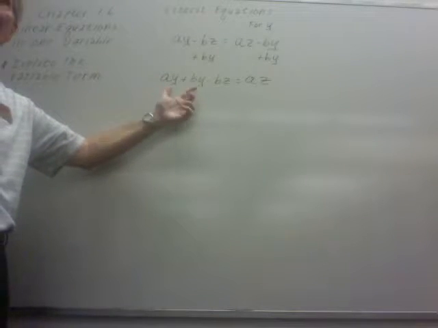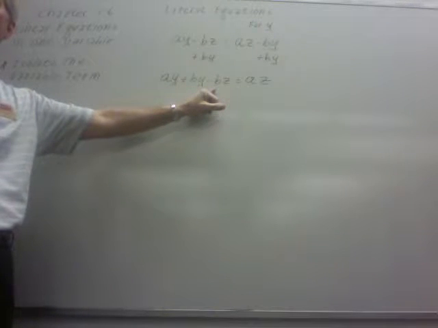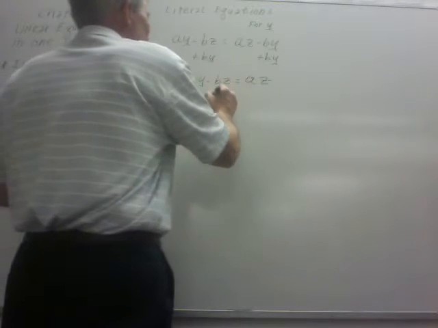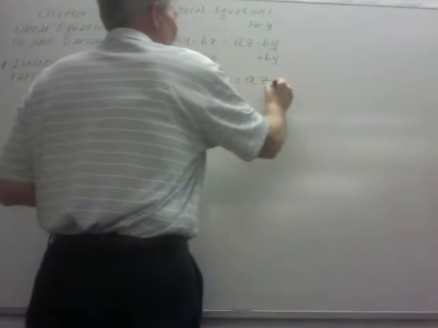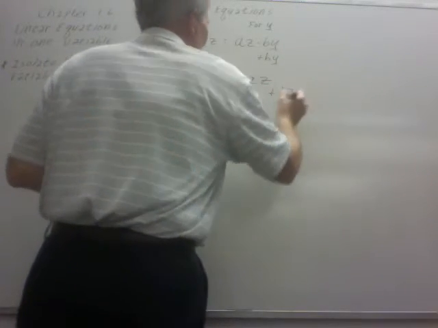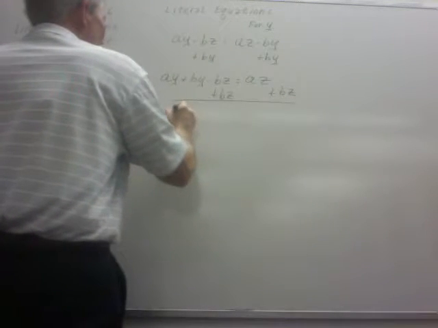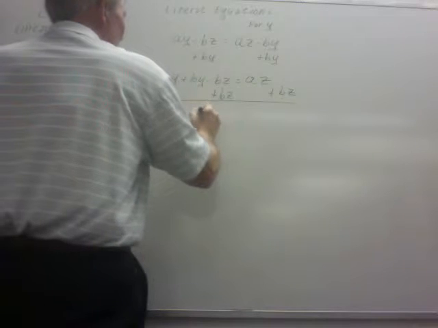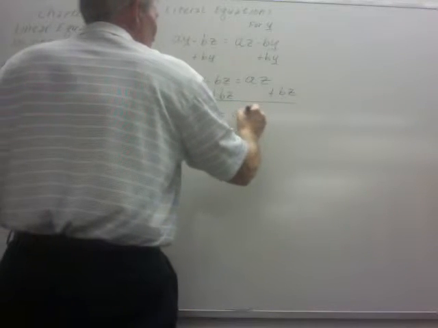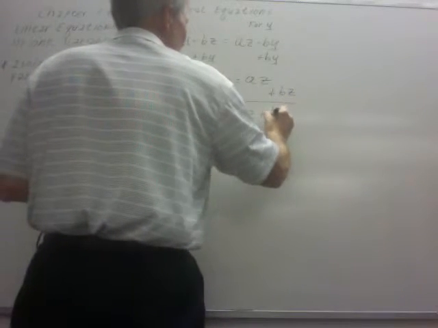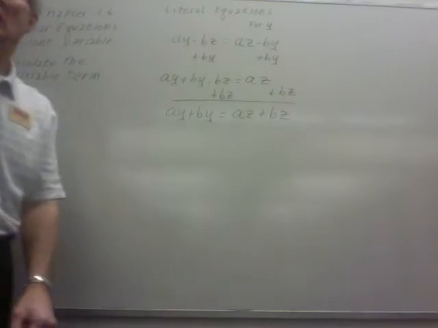Everybody okay? And you cannot add ay and by. They're different terms. Okay? They're not like terms. In order to get this isolated, I need to get rid of the negative bz. In order to do that, I'm going to add bz here, I'm going to add bz here. Now, I have ay plus by is equal to az plus bz.